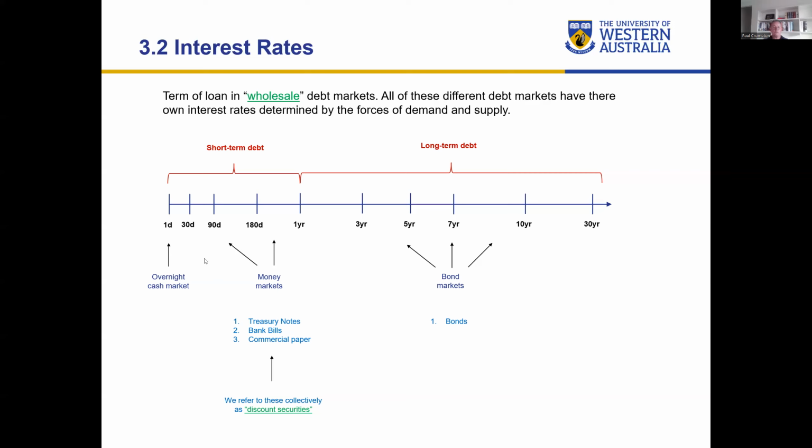So what we've got here is a timeline separating out short-term debt and long-term debt markets. These are all just markets for money. It's no more complicated than that. You've got big organizations borrowing and lending money in each of these markets. And we've just got to get used to the different terminology that is used in these markets. Bond markets, money markets, treasury notes, bank bills, commercial paper, short-term debt, long-term debt. Once you wrap your head around the different terminology, then this all becomes very, very simple.